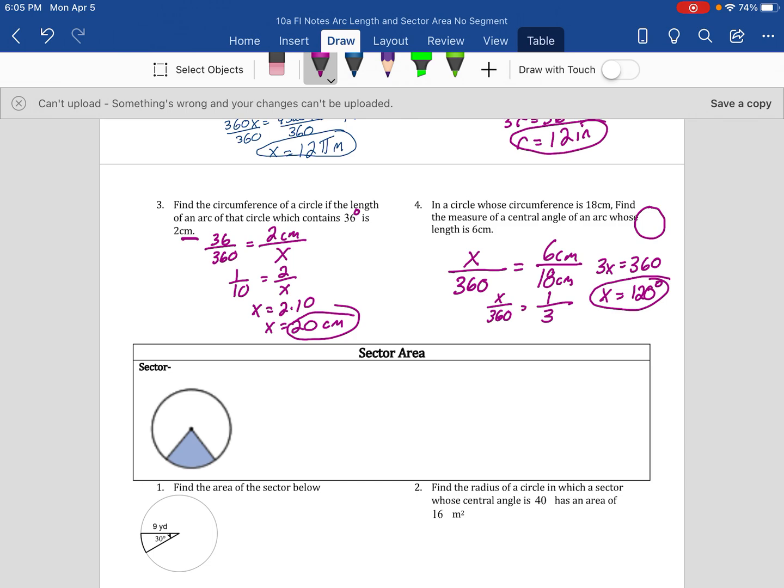And so I want you to think about that. The whole circle is 18. 6 out of 18 would be about how much of the circle taken. It would be about a third of the circle, so from here to here. So that makes sense that the angle would also be a third of the circle.